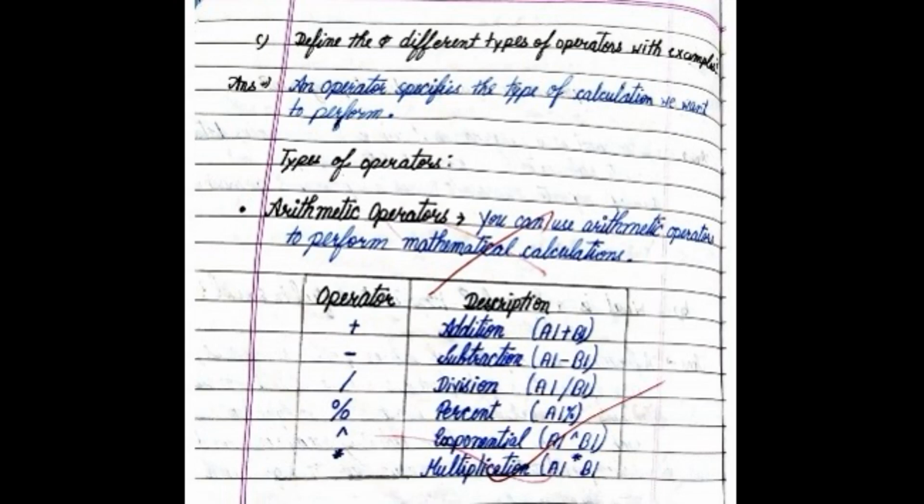So here operators and its description is given. Plus symbol for addition like A1 plus B1, minus symbol subtraction A1 minus B1, slash for division A1 divided by B1, modulus percent A1 modulus B1, then caret symbol exponential A1 exponential B1, then multiplication is for multiply A1 into B1.